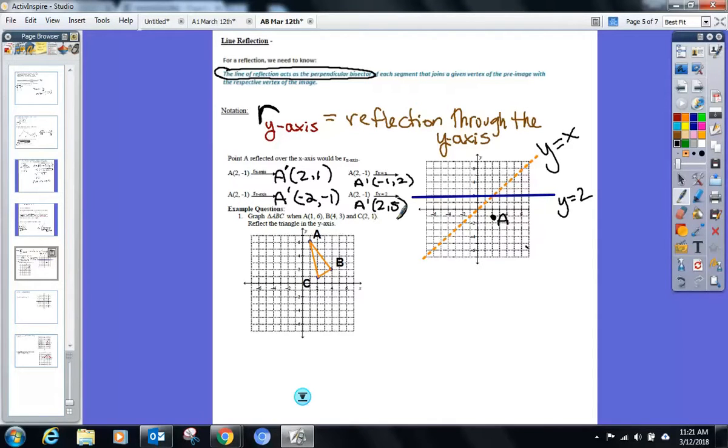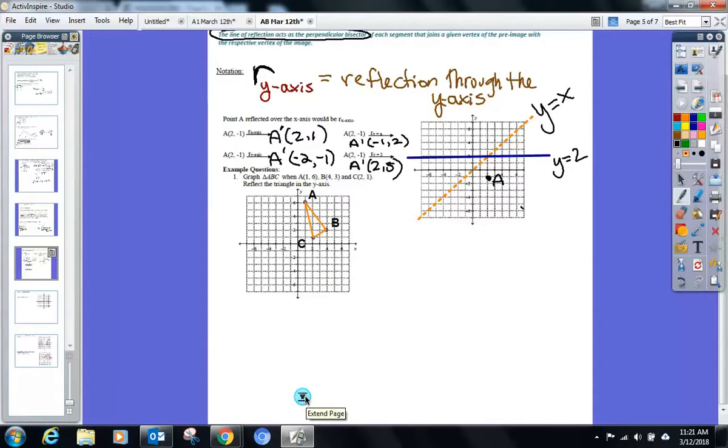I'm going to walk around to every group. Let me see a graph, triangle ABC, then reflect it in the y-axis, and tell me its new points, A prime, B prime, C prime.